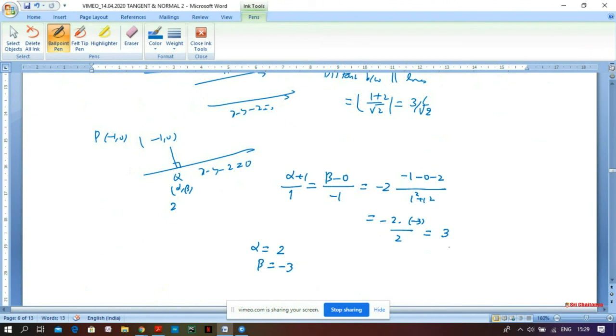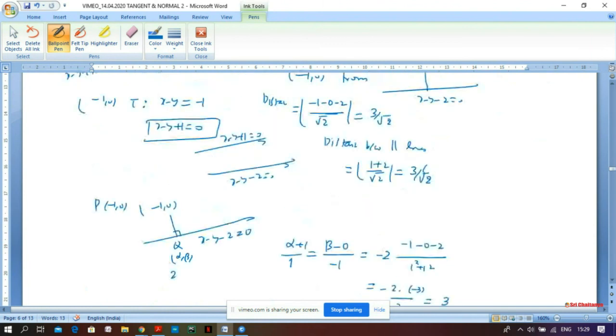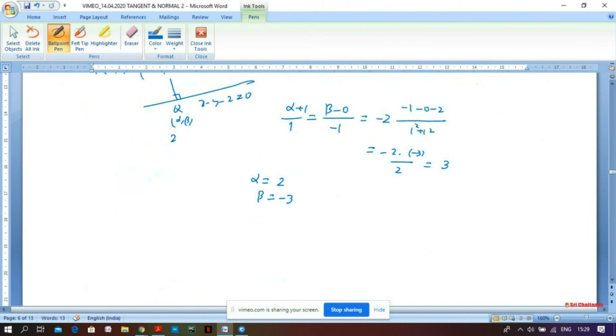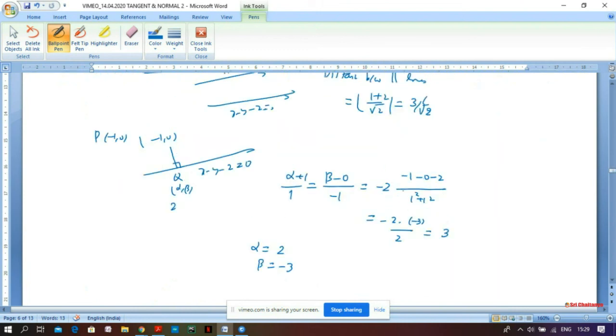Let me check this point. Alpha is 2 and beta is minus 3. So let's check this calculation: (alpha plus 1)/1 equals (beta minus 0)/(-1). That point was (-1, 0) that we found out, if you remember. And this is the foot of perpendicular, so I need not have this negative of 2, because that is for reflection. So this won't work, and I can change the calculation. I can write this as negative 3, so negative 3 upon 2, so this is 3 over 2.